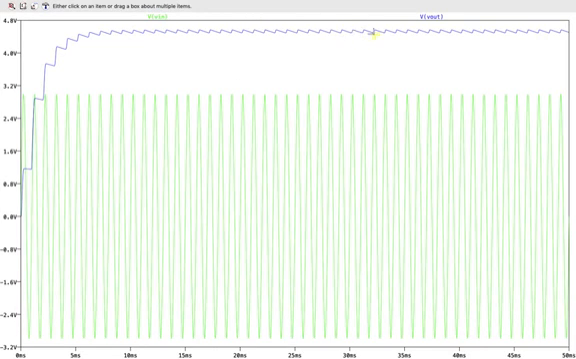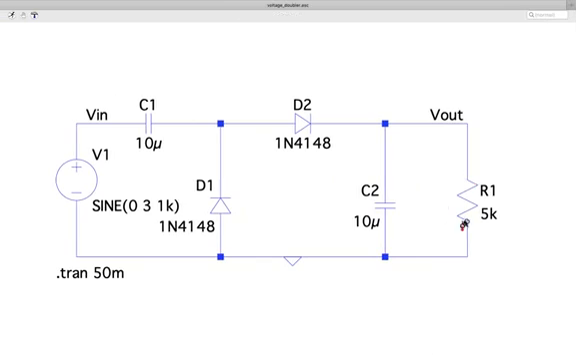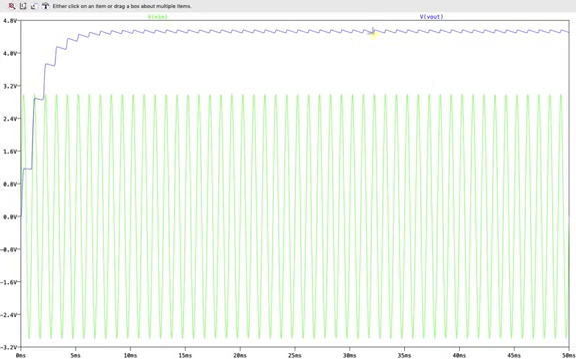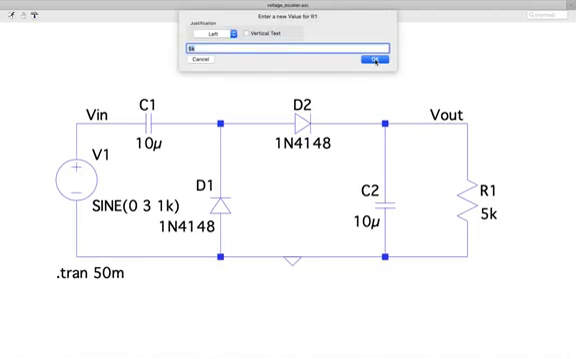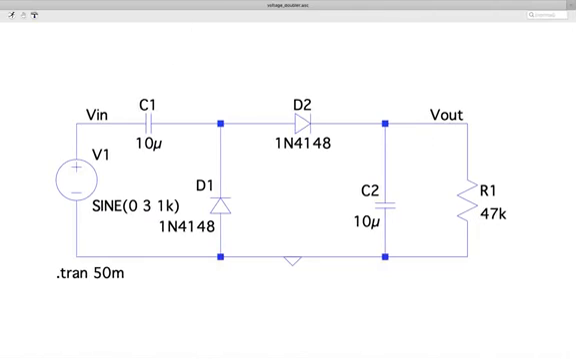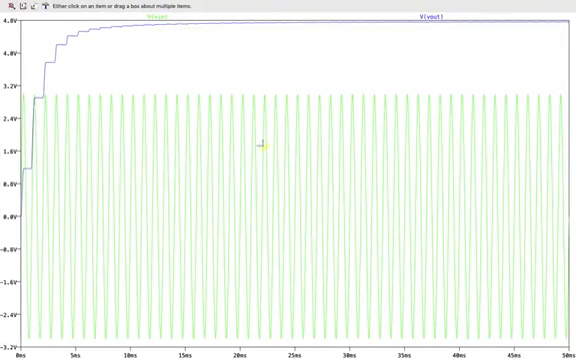This ripple is happening because this resistor is trying to discharge this capacitor. There is this loop here, and it's trying to discharge this capacitor. That's why you can see this kind of ripple coming. So again, you can just change it back to 47K. You can see the voltage getting doubled like that.